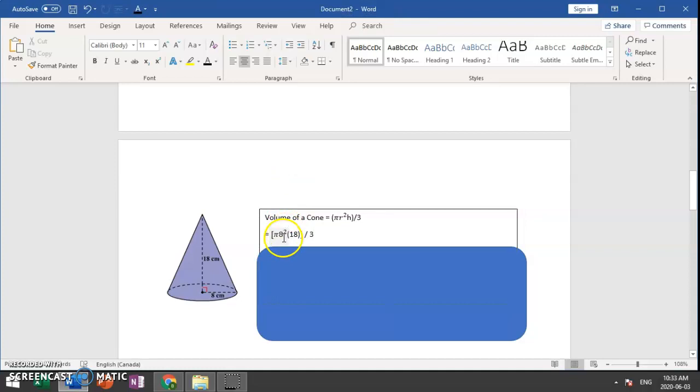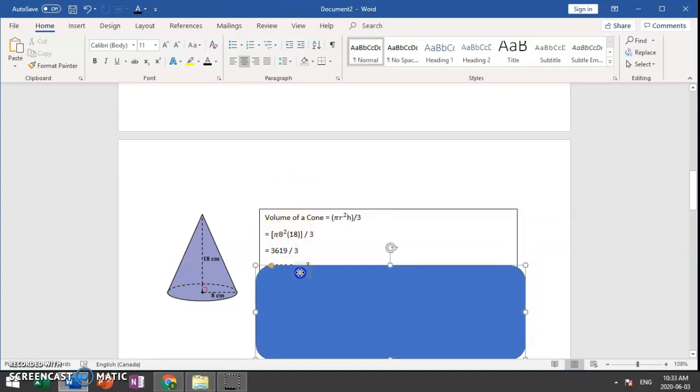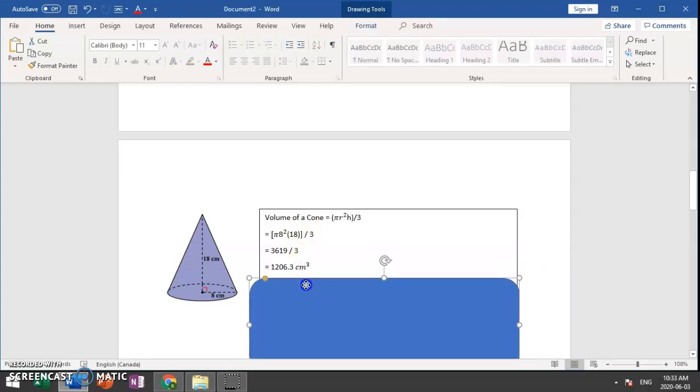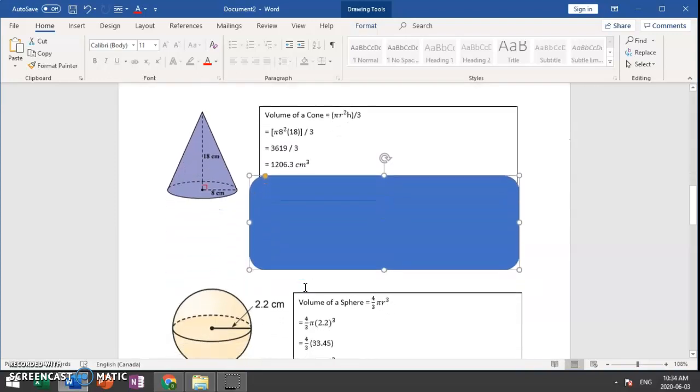So 8 times 8 times pi times 18 equals 3,619. We're then going to divide it by 3 or multiply it by 1/3. It gets you the same answer, it doesn't matter, of 1,206.3 centimeters cubed. Cool. Moving on, sphere next.